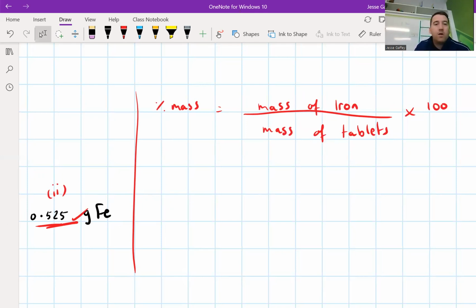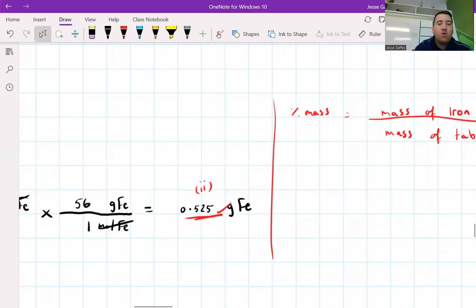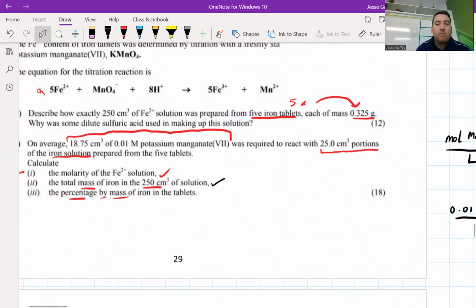All right, so what we're going to do at this stage is I'm going to get you guys to pause the video, and I'm going to get you guys to work this out. I'm going to scroll back over so you can see the numbers again for the mass of the iron tablets. And I'm going to get you guys to pause the video and work your way through that now.